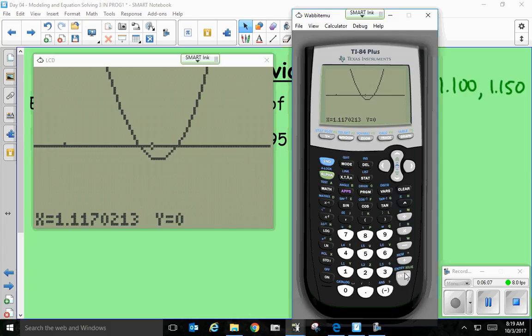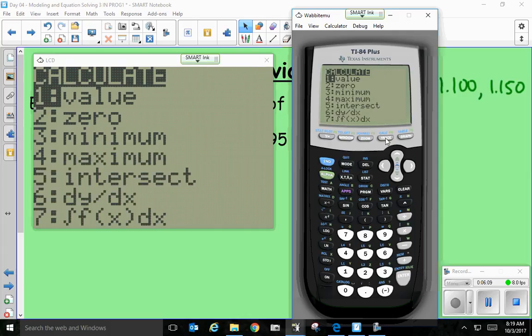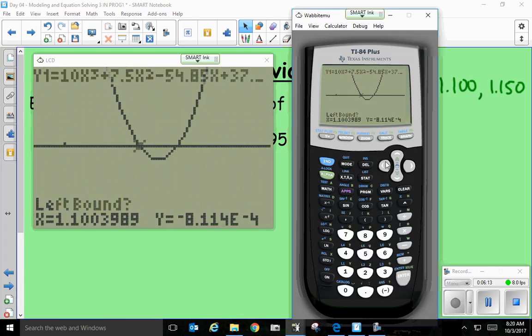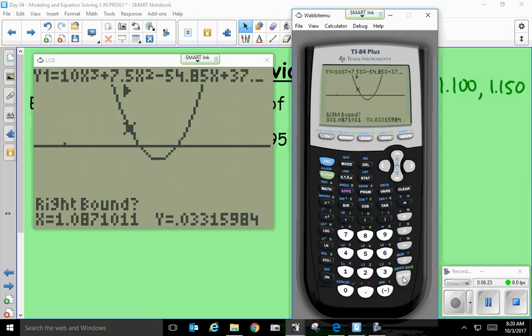Now I just do second, trace to get my calc function. I'm going to calc the zeros. And I have to do my bow tie. I'm going to start with this left one here. Remember, the calculator's asking me, left. So I've got to be left with my 0. That's left, I hit enter. That's right, I hit enter. I made my bow tie here.